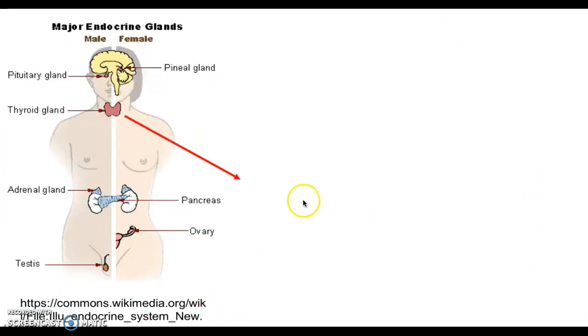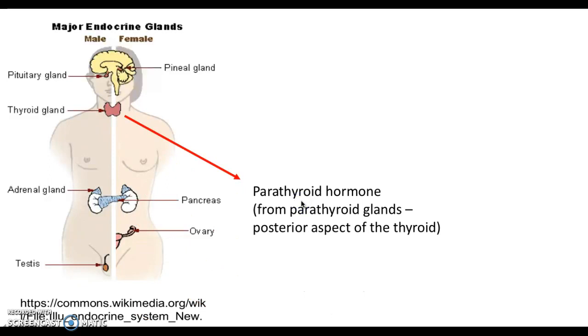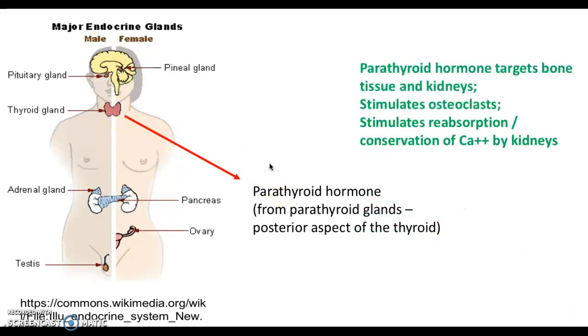Now, from the parathyroid glands, we have parathyroid hormone. And the parathyroid glands are actually not seen here. They're actually located on the posterior aspect or the back side of the thyroid gland, and that's where they get their name. Parathyroid glands release parathyroid hormone, and parathyroid hormone acts opposite to calcitonin. So parathyroid hormone will be released in response to low levels of calcium in the plasma.